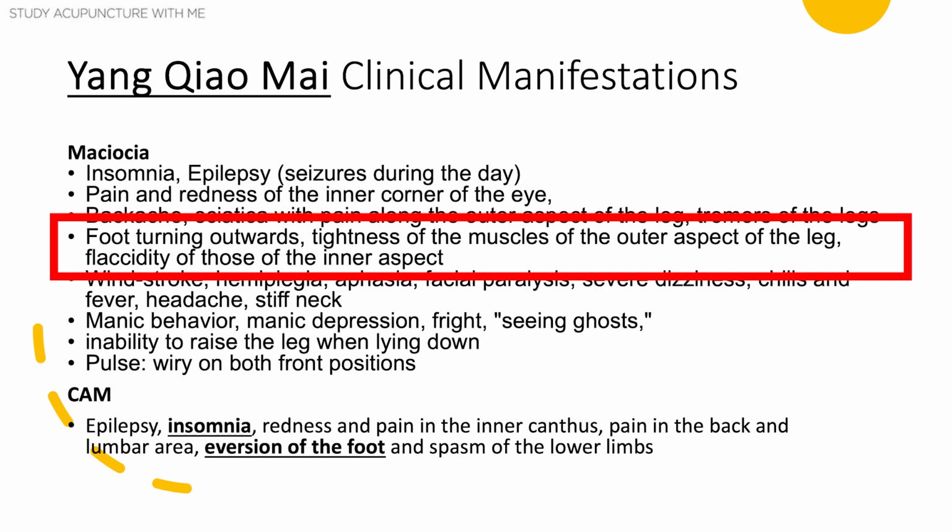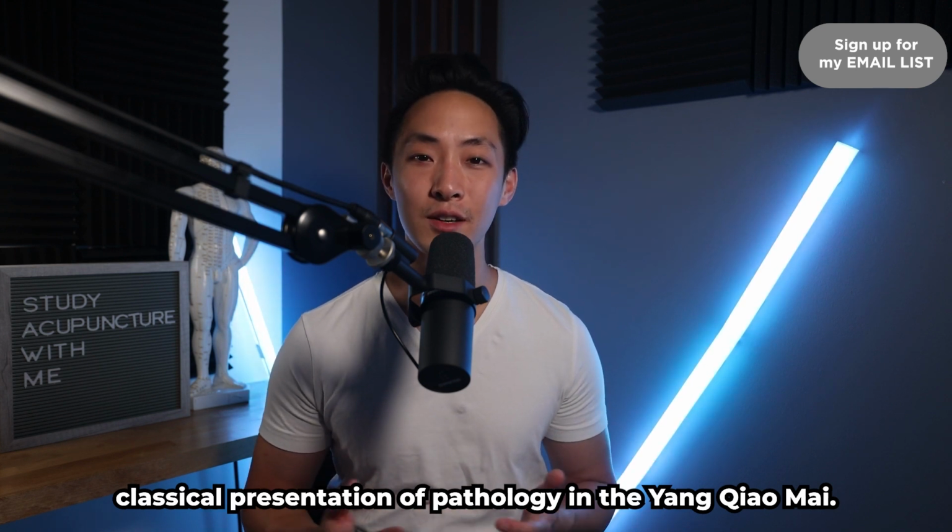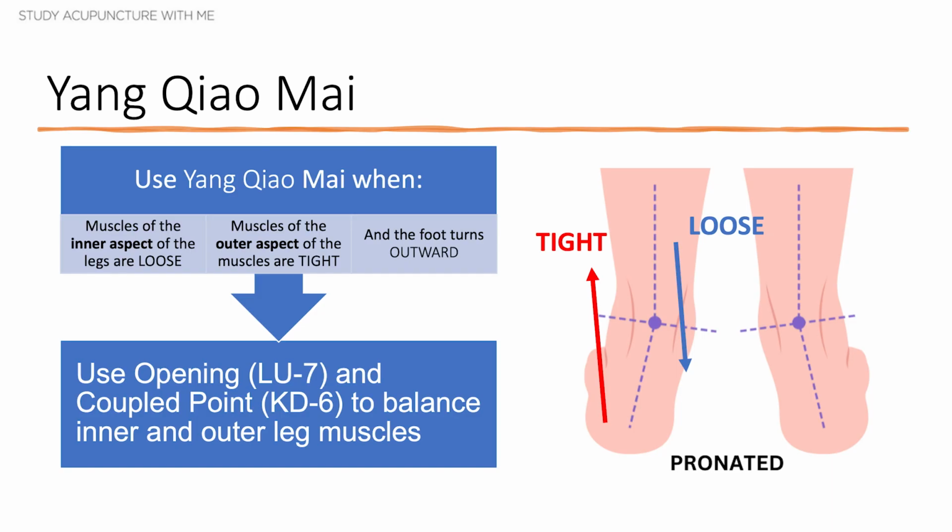All right, next we have the foot turning inwards. We have tightness of the muscles of the outer aspect of the leg. We have flaccidity of those of the inner aspect. Now this one has to do with that classical presentation of pathology in the Yang Qiao Mai, which is that there could be an imbalance with the outer muscles versus the inner muscles, where the outer muscles are going to be tight and the inner muscles are going to be loose. And so what's going to happen is that the foot is going to be drawn outwards, and that's because of the tightness of the outer muscles.